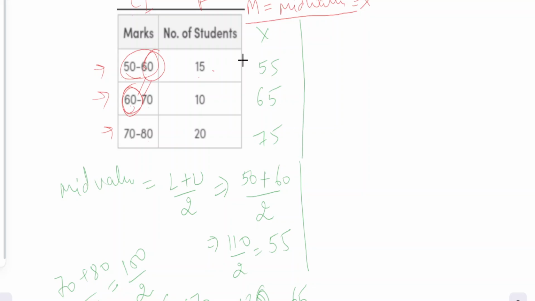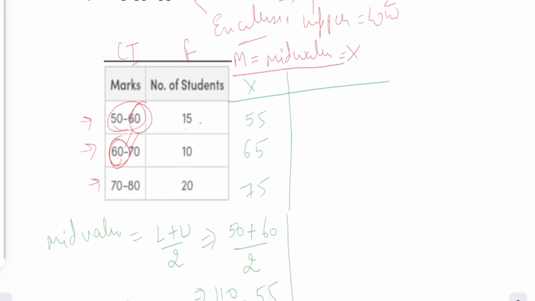Let's calculate now. Before calculating it further, let's first know the formula for continuous. The formula for continuous is x bar equals summation of fm divided by summation of f. Now, summation of fm basically means that f is what you are given, and this m, which is considered to be x, you need to multiply both of them. So 55 multiplied by 15 will give you 825. 10 multiplied with 65 is 650. 75 with 20 will give you 1500.